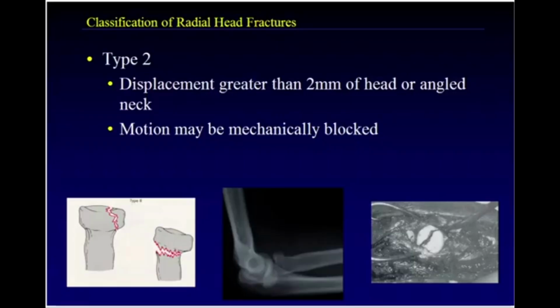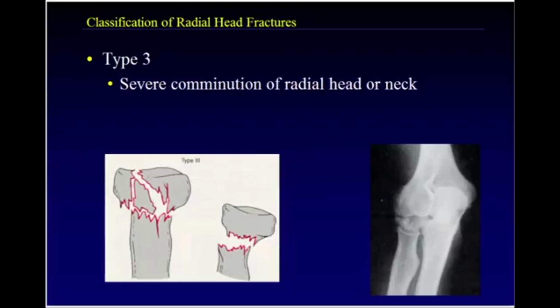Type 2 fractures are where you have displacement of either the head itself greater than 2 millimeters or displacement of the neck with angulation. Those fractures can have a significant mechanical block to elbow range of motion, as well as potential for post-traumatic arthrosis of the radiocapitellar joint, and those fractures would be ones that could be considered for operative intervention. And then the type 3 fractures are where you have severe comminution with displacement and angulation of the radial head or the neck.